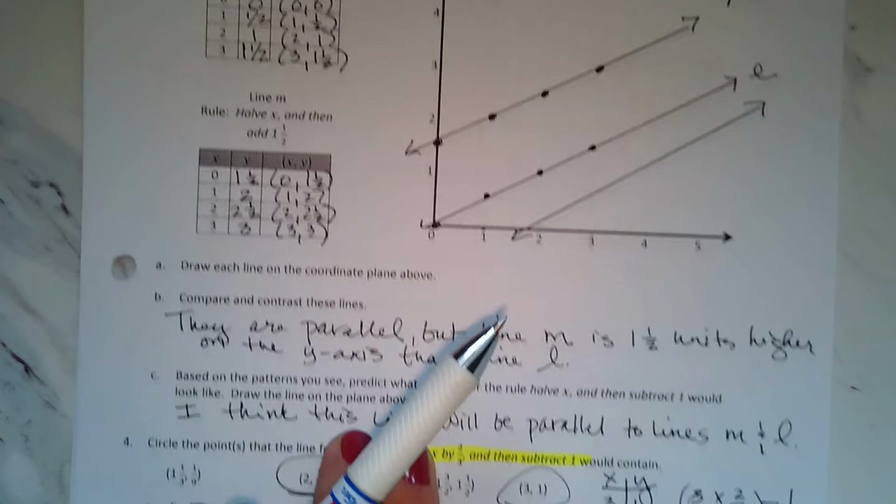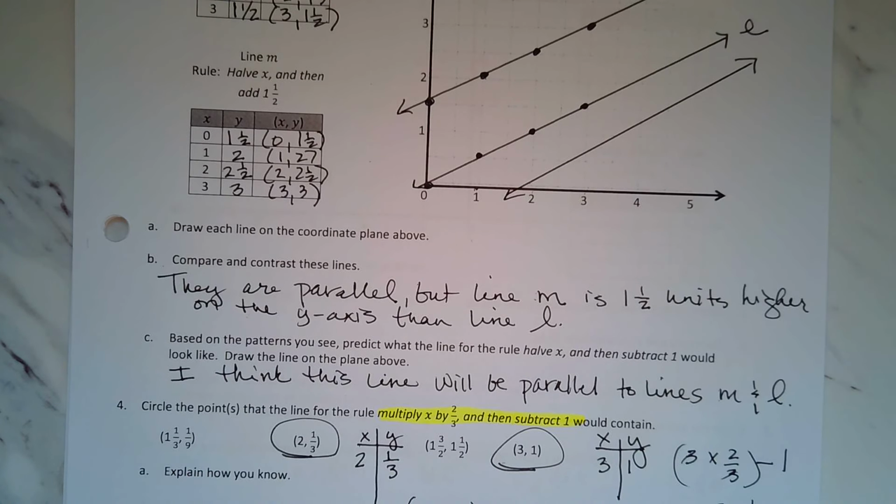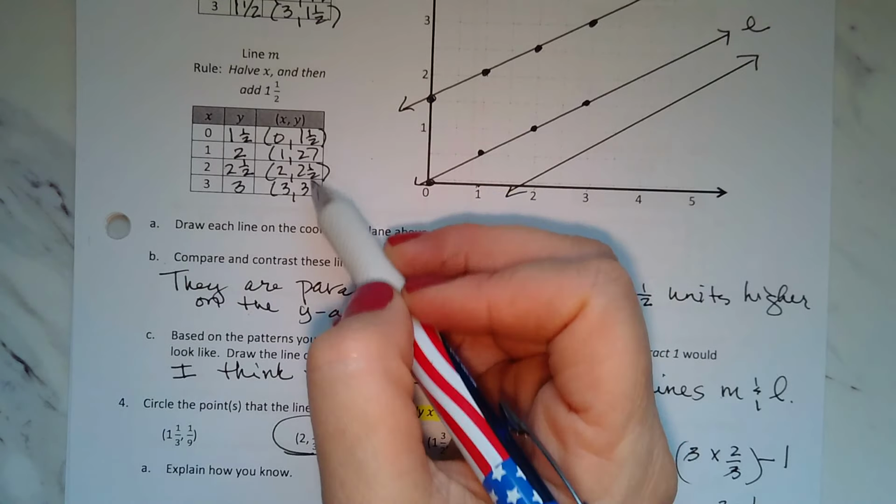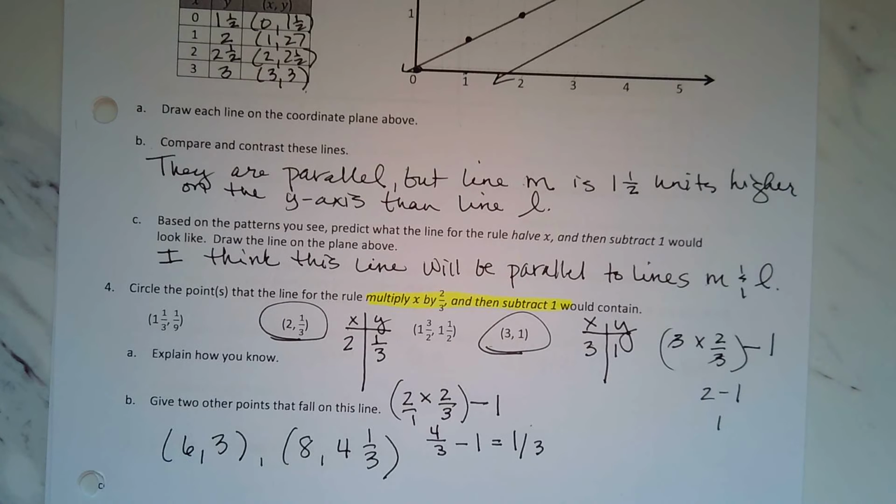Line M, half x, and then add 1.5. So it's going to go up by 1.5. Are these your coordinate pairs you ended up with? Now compare and contrast these lines. They are parallel, but line M is 1.5 units higher on the y-axis than line L.